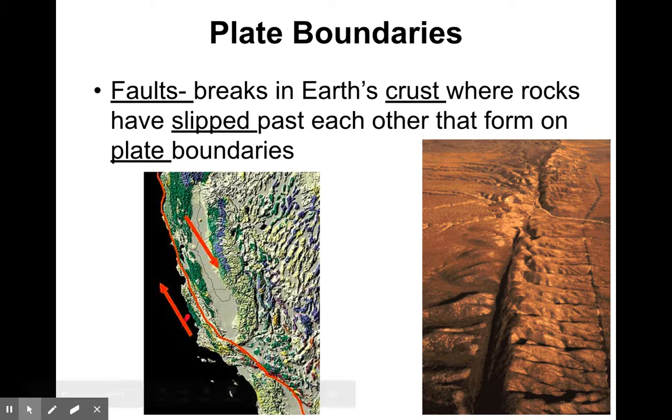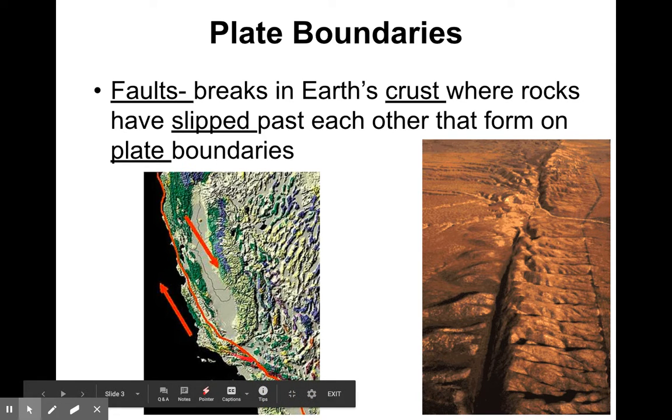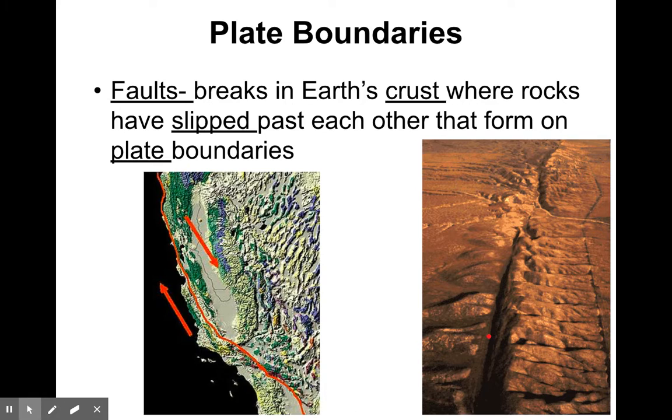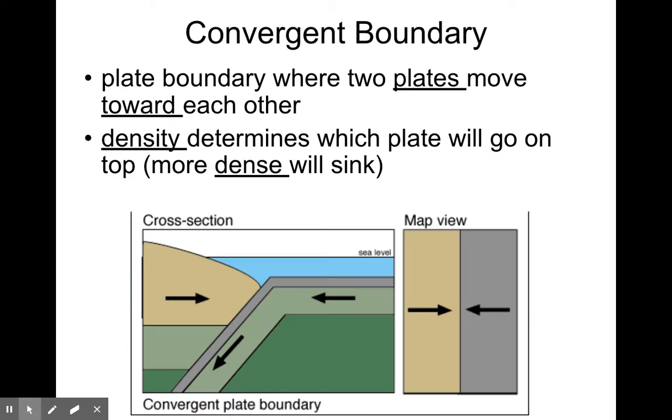So anytime you have a plate boundary, there sometimes will be a fault where those plates are sliding past each other because it then creates a crack in the crust, okay? Think about if you were to take a York peppermint patty and you were to break it in half, it would create a break. So that's all what a fault is. It's just that crack in the crust.